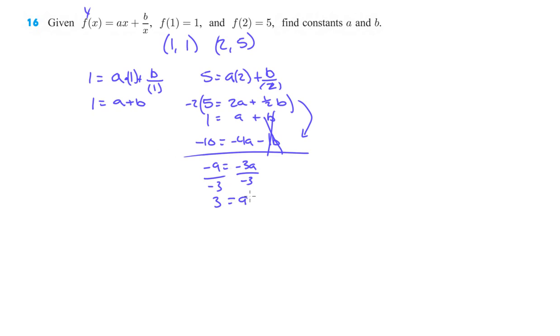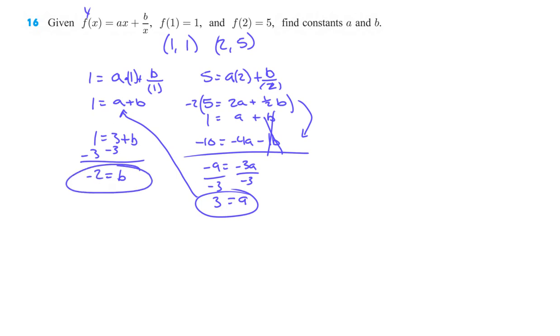Now that we know a is 3, we can plug that in up here. 1 equals 3 plus b. Subtract 3 from both sides. b is -2. And we're done. Now, some people would say, I would not have thought of that. That's okay. Let's do this another way.